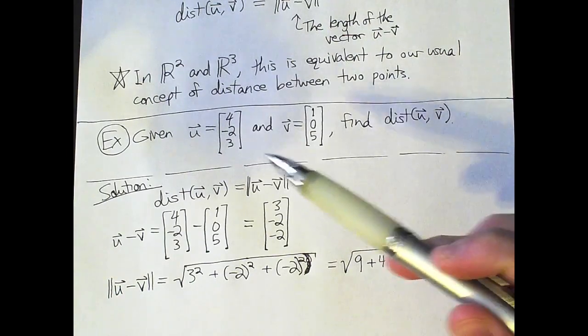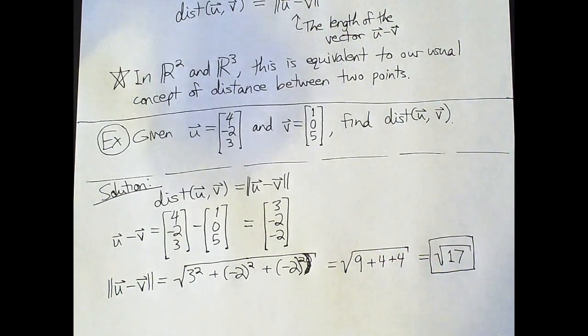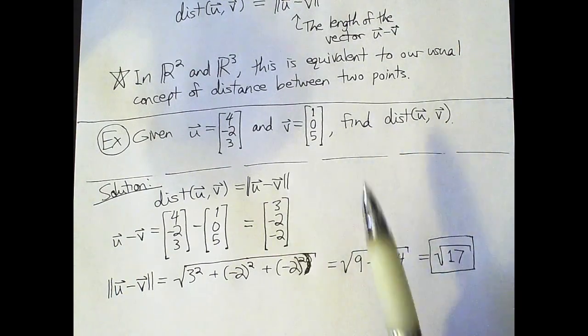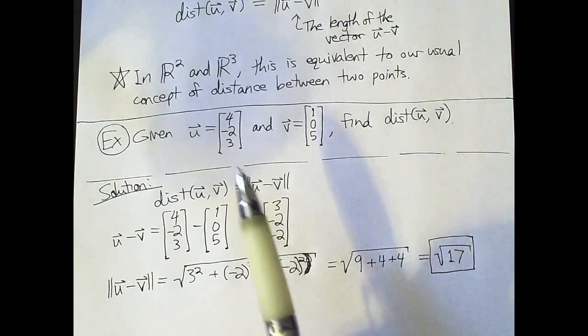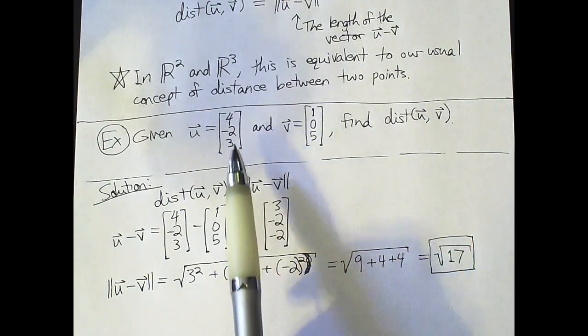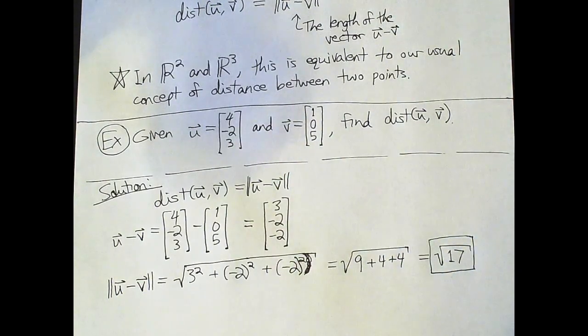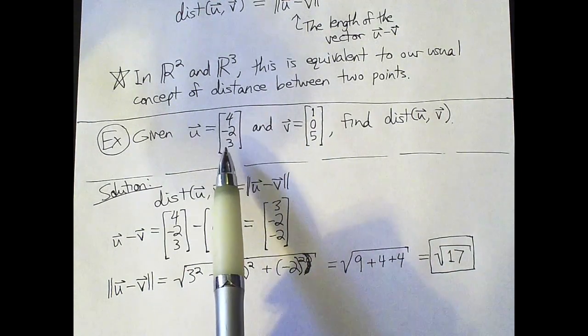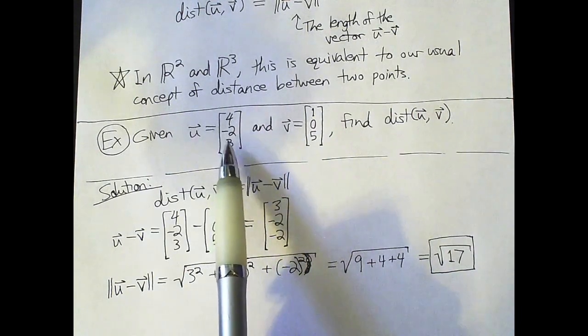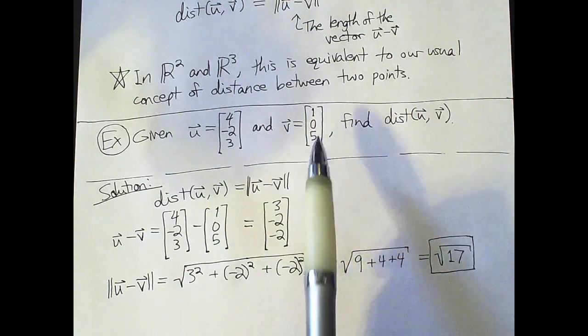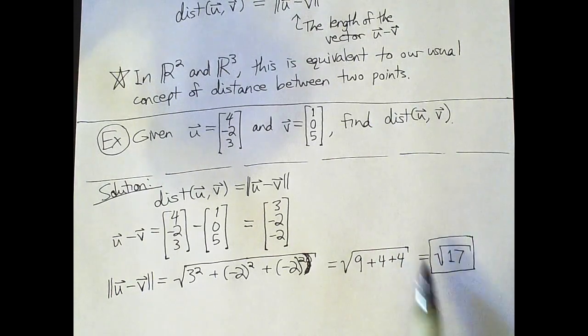So that's the distance between these two vectors. And if we were to draw them as arrows in the three-dimensional space R3, it's a little bit tricky to draw three-dimensional pictures, but if we did, we'd have an arrow from the origin to this point, an arrow from the origin to this point, and this would be the distance between them, between the tips of the arrows.